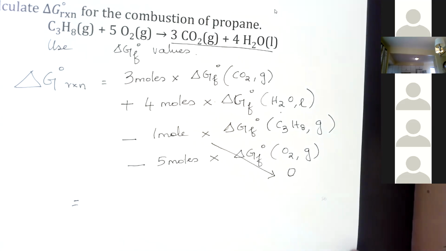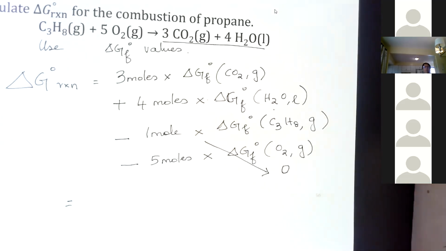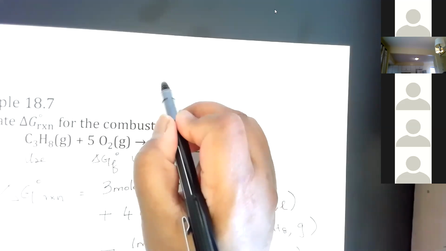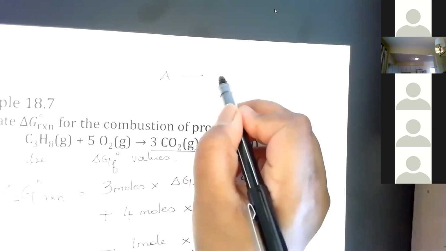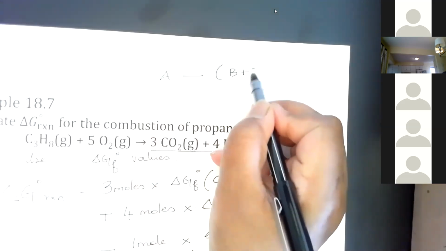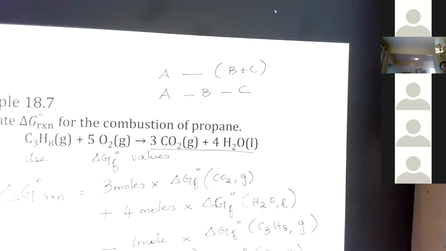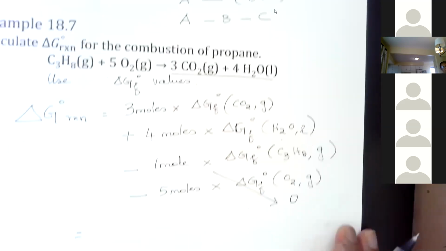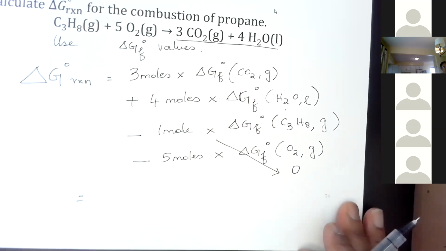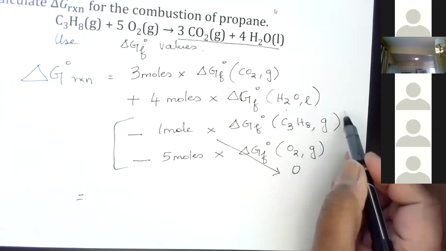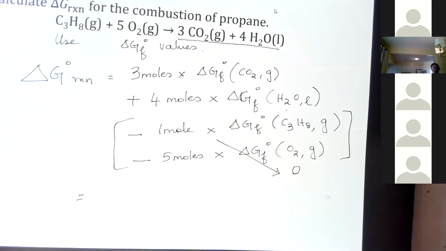Hey, Dr. Mary, I have a question. Why did you subtract the 5 moles of oxygen from the 1 mole of the C3H8 gas? See, this is the same as if I opened up the brackets. So if you have A minus B plus C, this is the same as A minus B minus C, right? Yes, ma'am. I didn't know you opened up the brackets. Thank you. Yeah, I think this is easier to see. So for all of your reactants, just put a negative sign in front. And if you want to do it the other way, that's fine too.